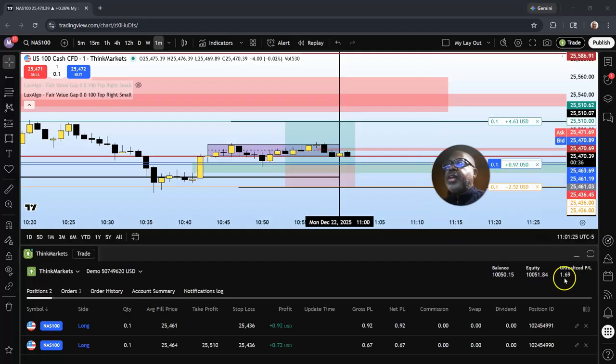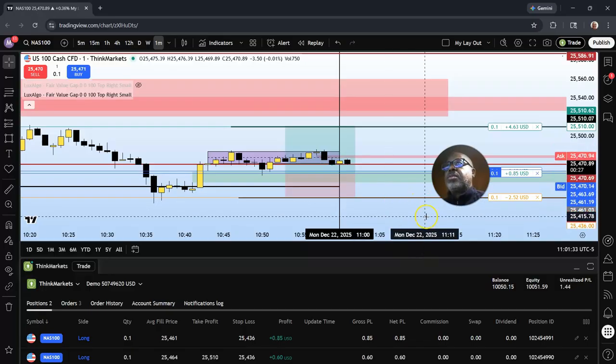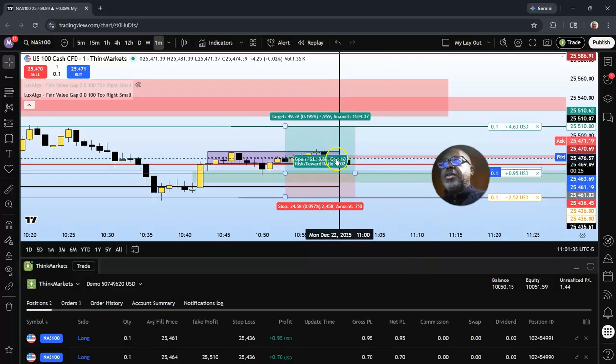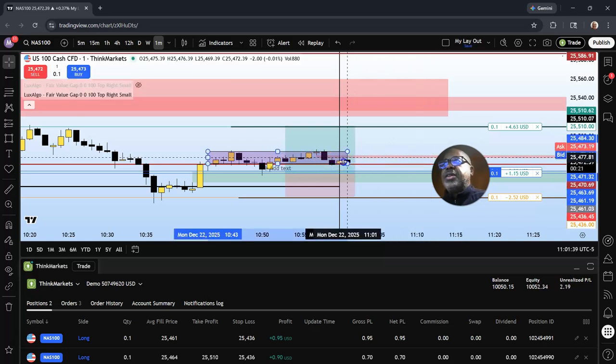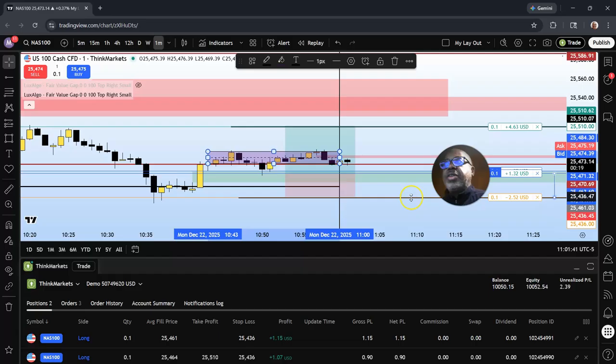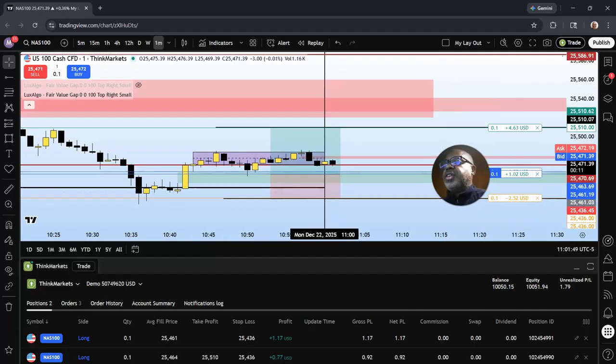I'm still in profit, $1.69, but we'll see. I don't know how long this consolidation will last, but pretty much I would stop trading right now, and I'm going to let this do what it does, and then I'm going to let the screen just record the session.